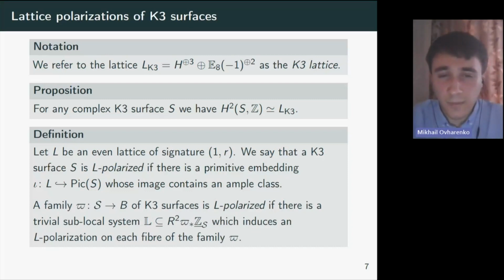We would say that a family of K3 surfaces is lattice polarized if we consider the push forward of the constant sheaf, and there should exist some trivial sublocal system which should induce lattice polarization by L on each fiber of the family.